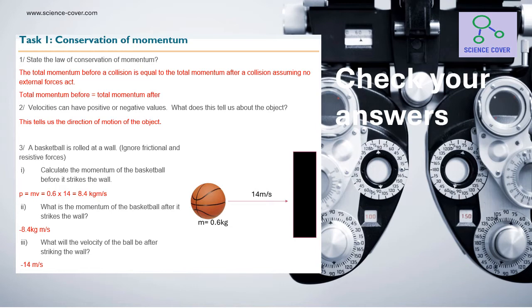Number 3, a basketball is rolled at a wall. Calculate the momentum of the basketball before it strikes the wall. So here we can see the mass is 0.6 and the velocity is 14. So 0.6 times 14 is 8.4 kilogram meters per second. What will the momentum of the basketball be after it strikes the wall? Well, assuming that the wall doesn't move, then the momentum will be coming in the reverse direction, so it'll be minus 8.4 kilogram meters per second. What will the velocity of the ball be after striking the wall? It should be minus 14 meters per second.